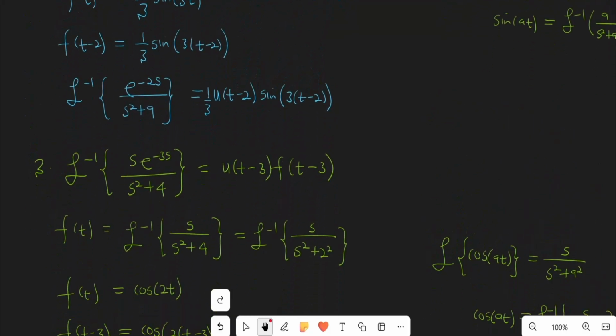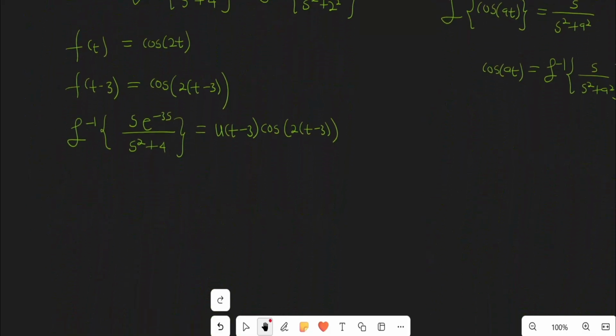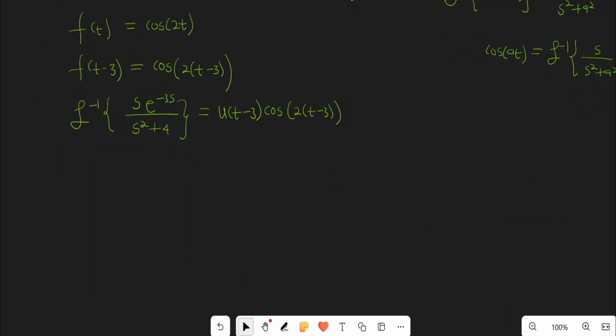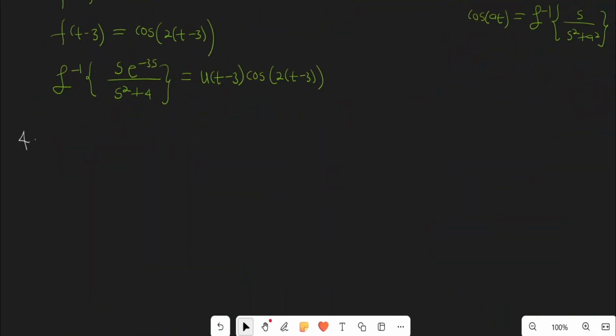Alright, so now let's go to the fourth one, right? So the fourth one, I'm going to do it in white pen, why not? So the fourth one, we are going to get the Laplace inverse of this. So how do you find the Laplace inverse of this? The Laplace inverse of s plus 1 multiplied by e to the negative 4s, divided by s plus 1 squared and then plus 9. How do you take the Laplace inverse of this?